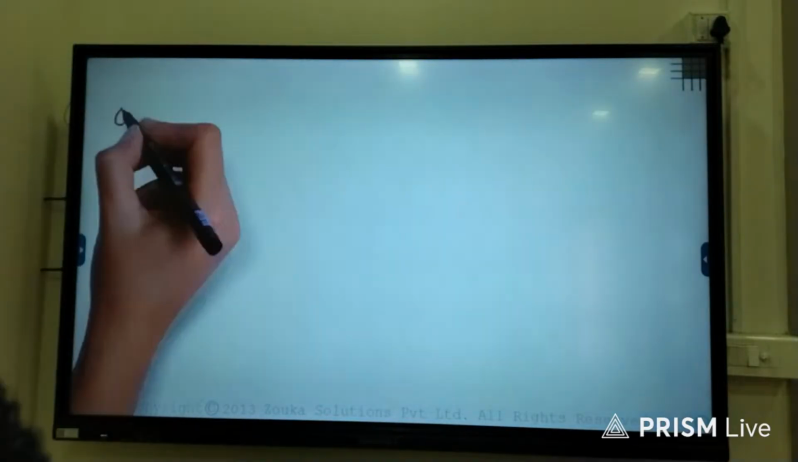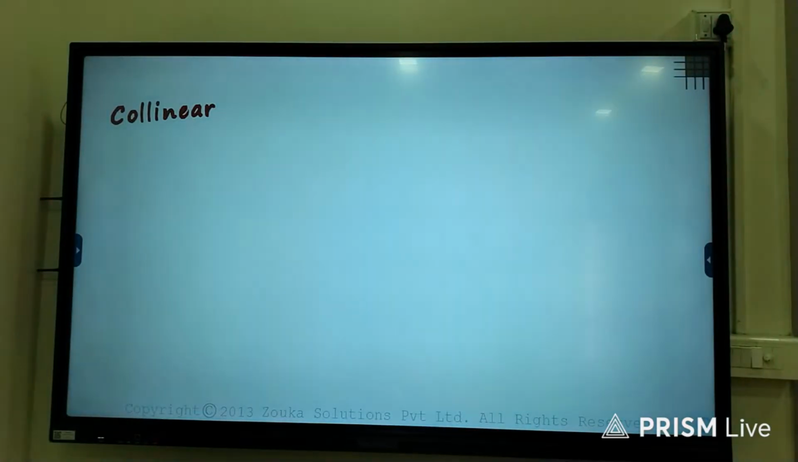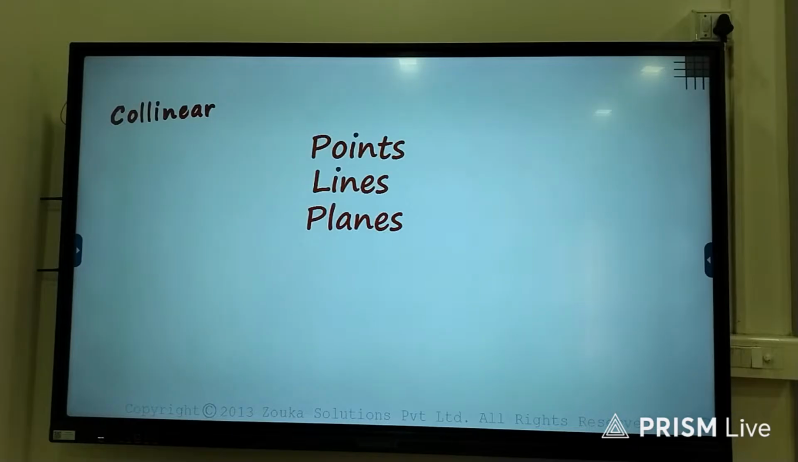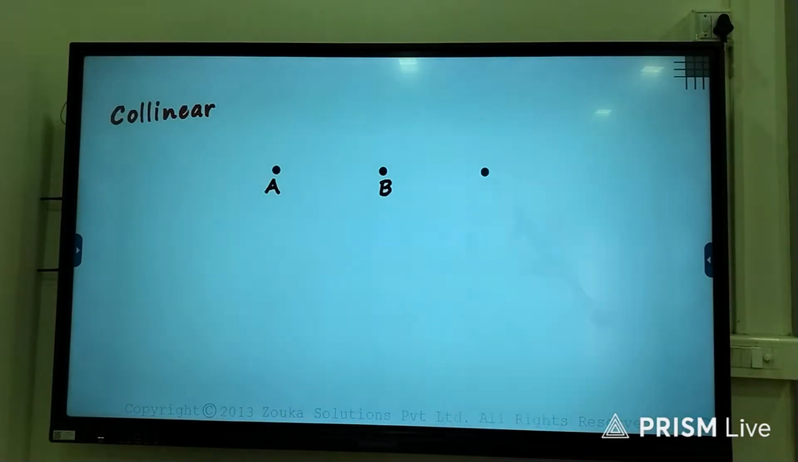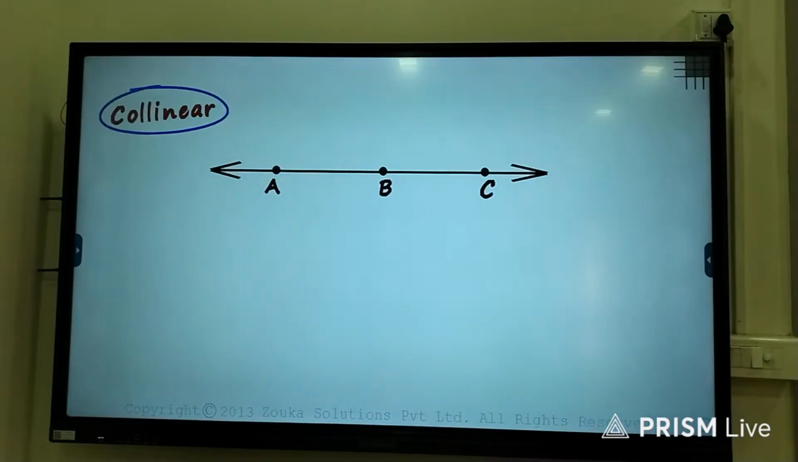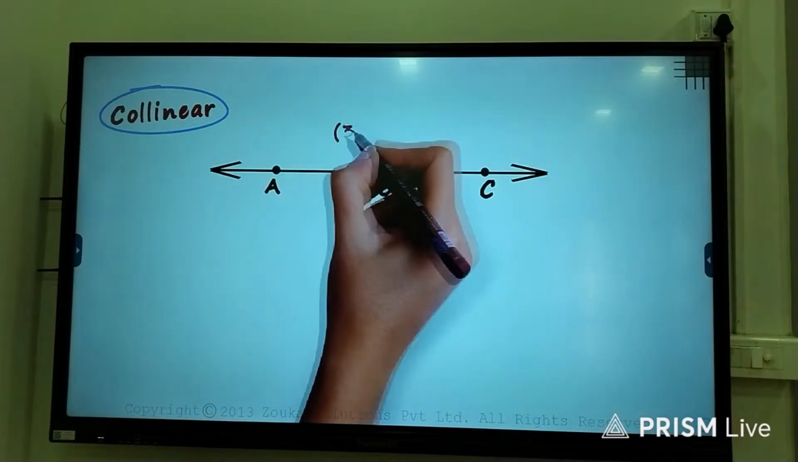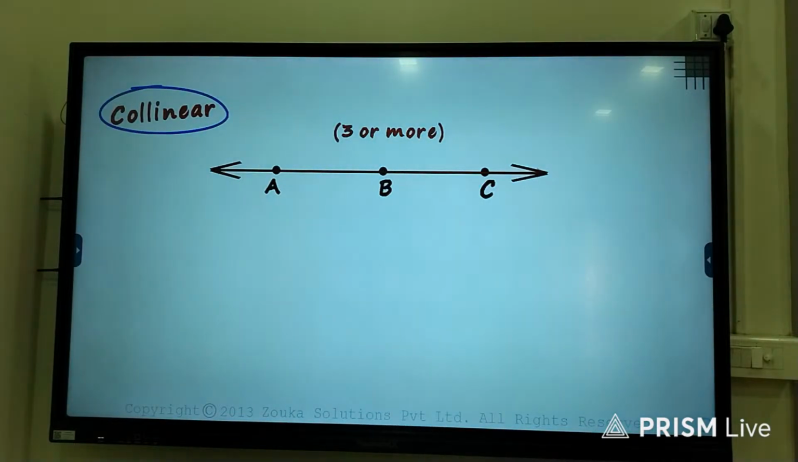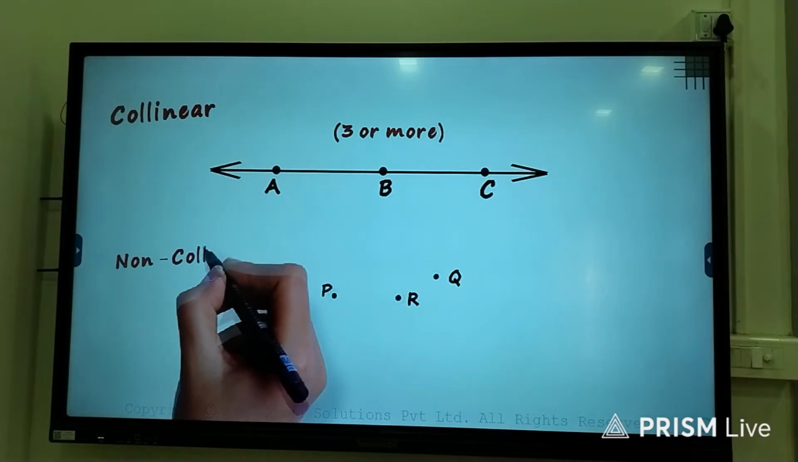In the previous video, we looked at collinear points. In this video, all we have to do is visualize points, lines, and planes. If we have 3 points, A, B, and C, and exactly one line passing through all of them, then they are called collinear. The correct definition says that 3 or more points are collinear if a line passes through each of them. Now consider these 3 points, P, Q, and R. Since we do not have one line that can pass through all the points, they are not collinear.